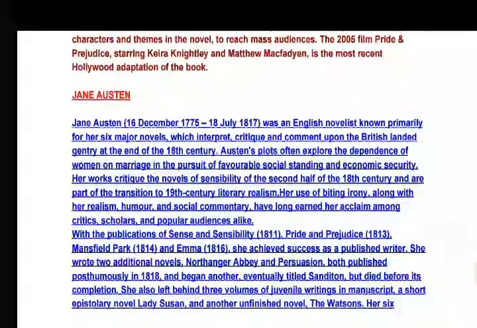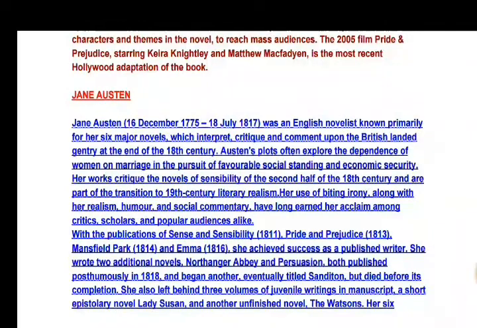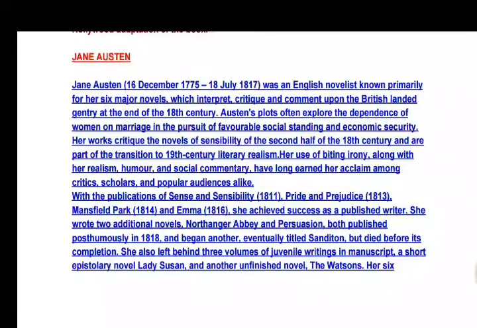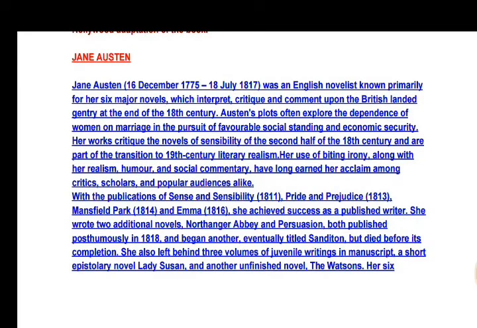Jane Austen, 16 December 1775 to 18 July 1817, was an English novelist known primarily for her six major novels, which interpret, critique, and comment upon the British landed gentry at the end of the 18th century. Austen's plots often explore the dependence of women on marriage in the pursuit of favorable social standing and economic security.